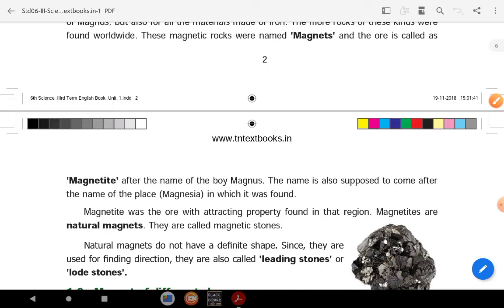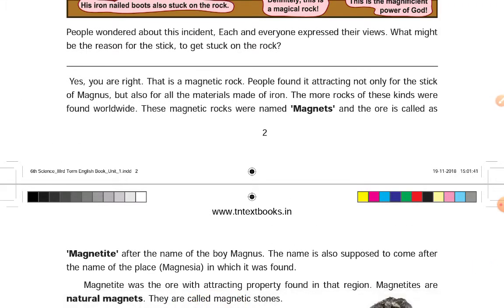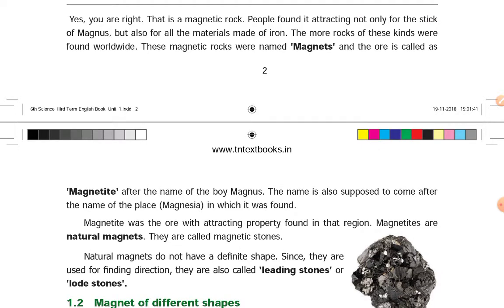Okay, so you should understand what is an ore. Ore is something from which you get the particular metal, you can extract. So that is called as an ore. Here, this is called as a magnetite. Magnetite after the name of the boy Magnus.